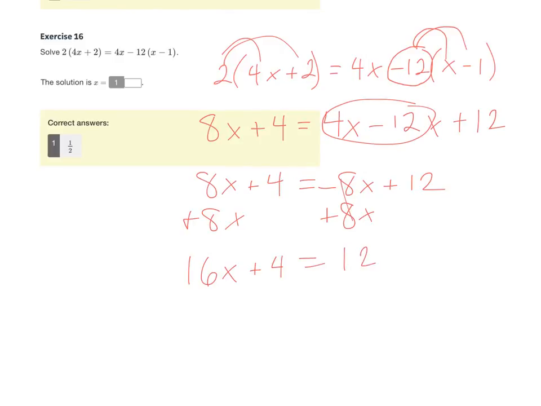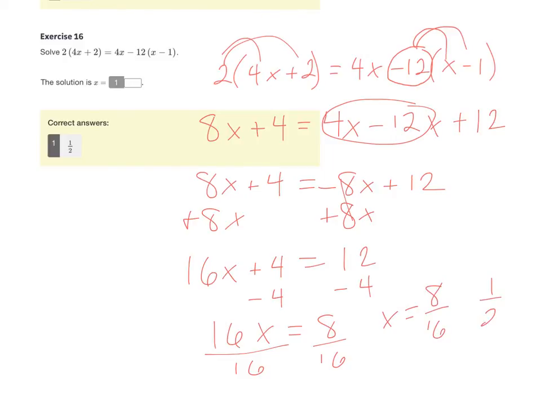Going to get rid of that positive 4 by minusing 4 from both sides. 16x is equal to 8. And the last step is to divide by 16. x is equal to 8/16, which simplifies into 1/2.